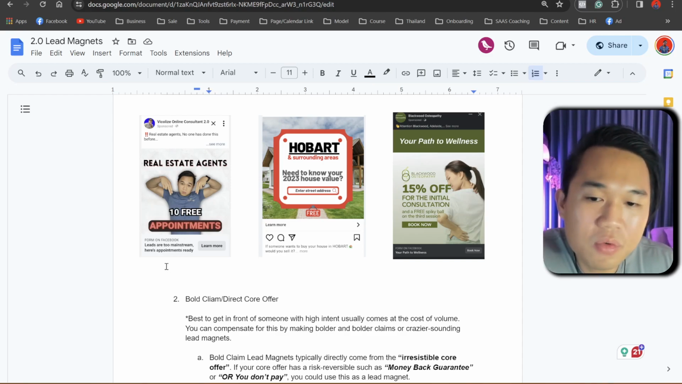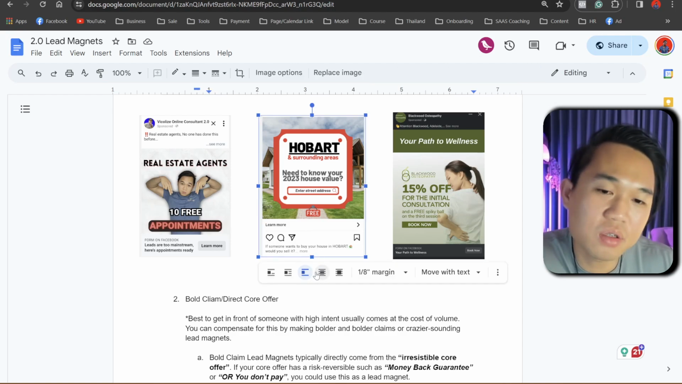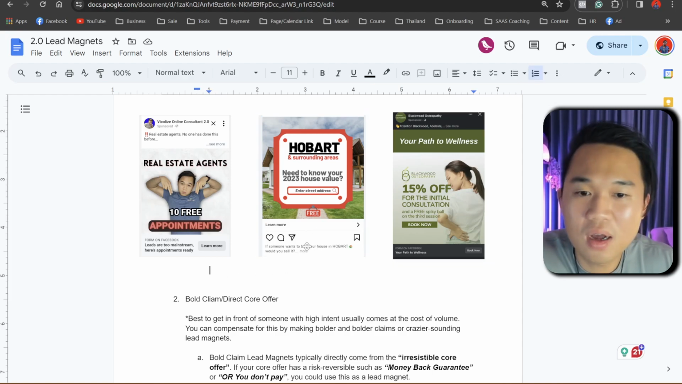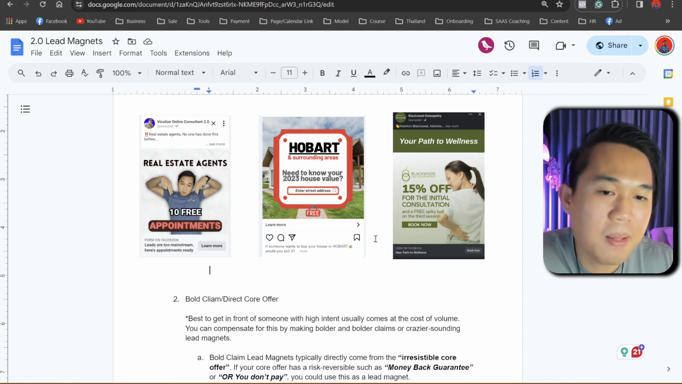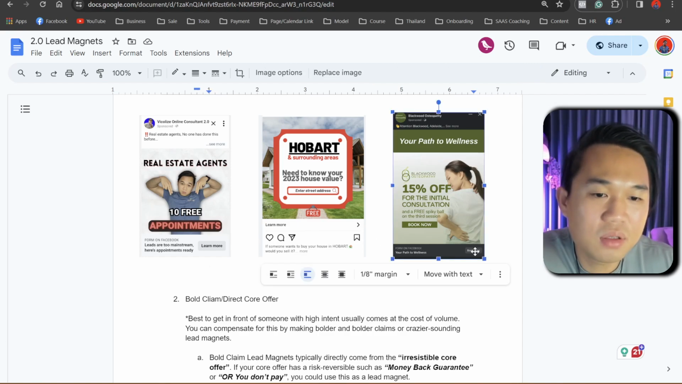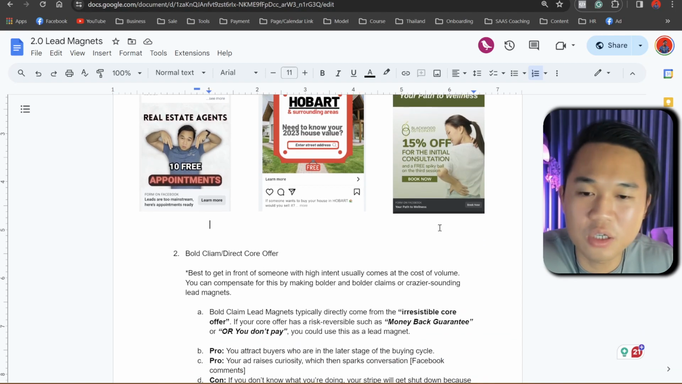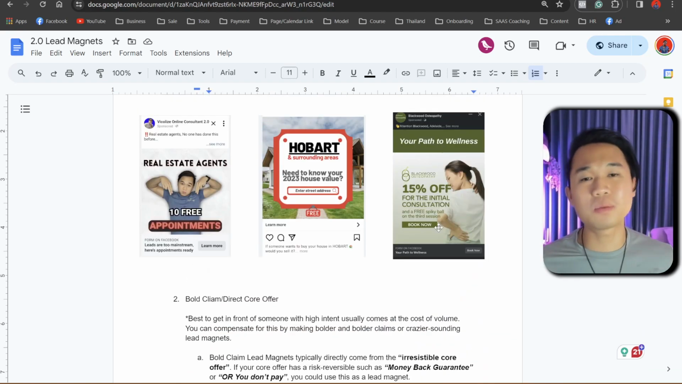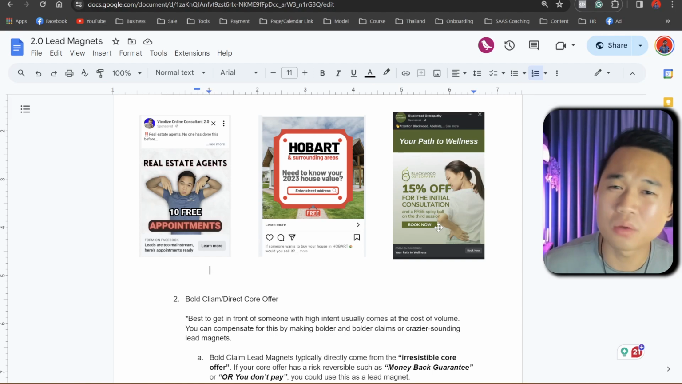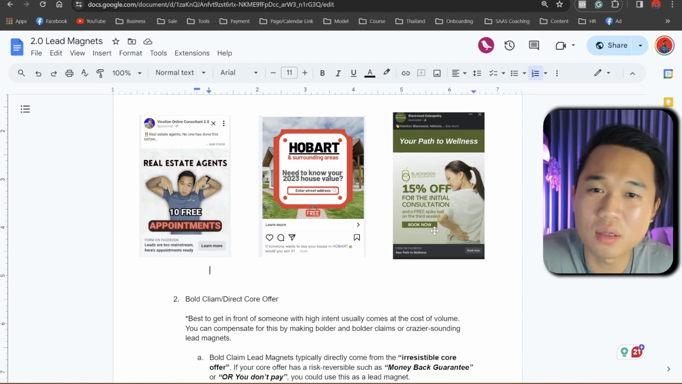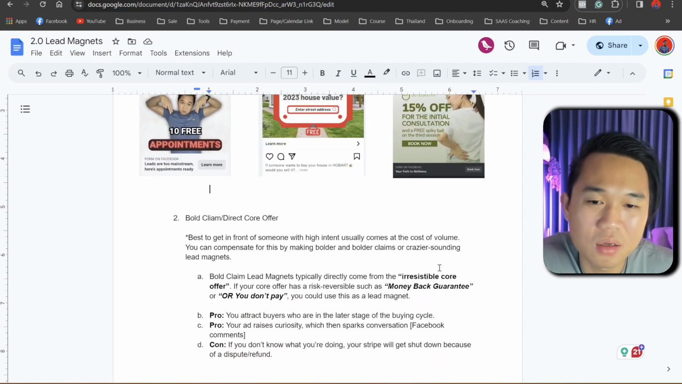We use that for real estate agents, which is a free appointment. We use that for our agents themselves, like giving a free comparative market update for their houses. This is an example of a chiropractor showing 15% off an initial consultation. Ads like this are all over the place. If you pay attention carefully, you can spot literally one in every three or four ads on Facebook.